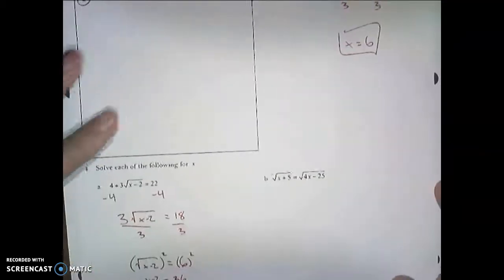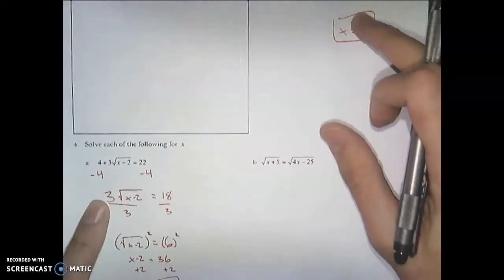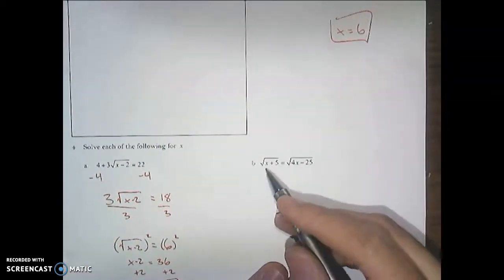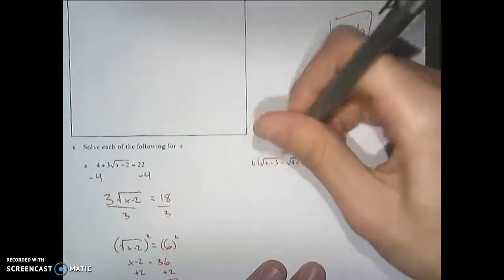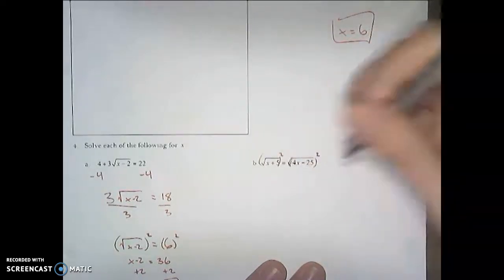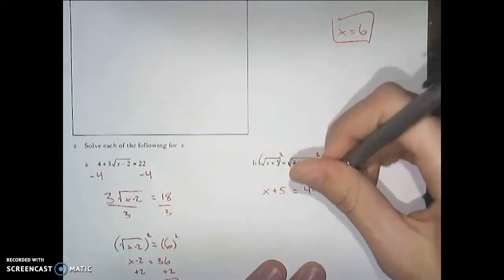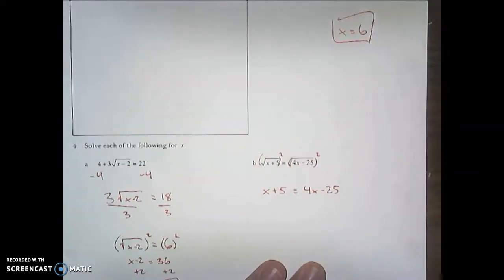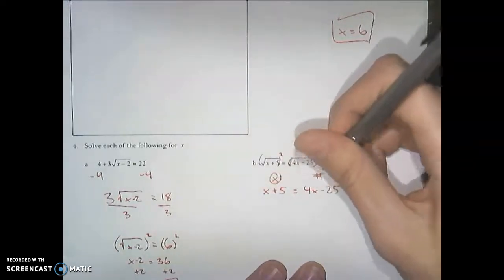All right. Example B, this one looks pretty similar to the second example that we looked at. So we've got a square root equals a square root. So in order to get rid of the square root equals a square root, we can square both sides. We square both sides, and we have x plus 5 equals 4x minus 25. Again, we pick a side. Which one do we want the variables on, and which side do we want the numbers on? We'll say we'll put the variables over here, and we'll put the numbers over here.